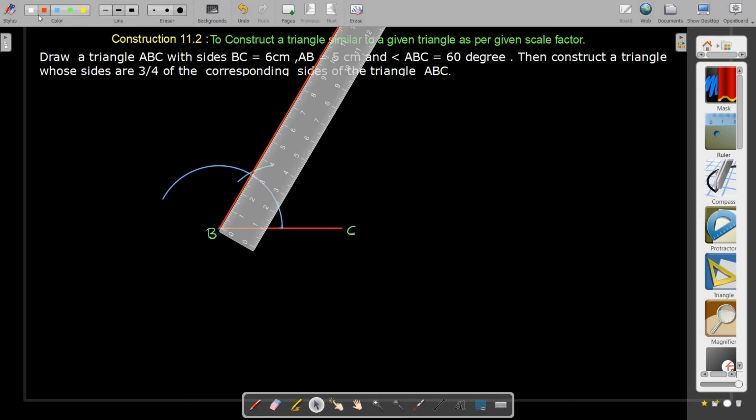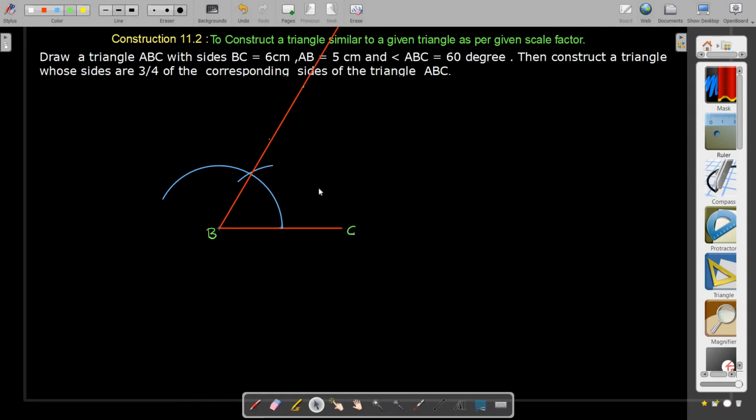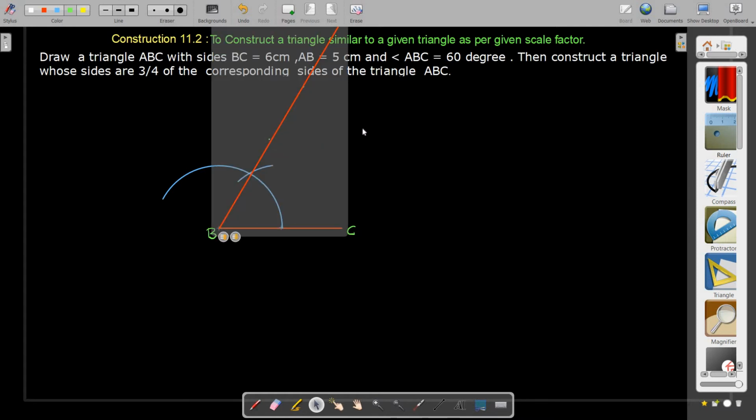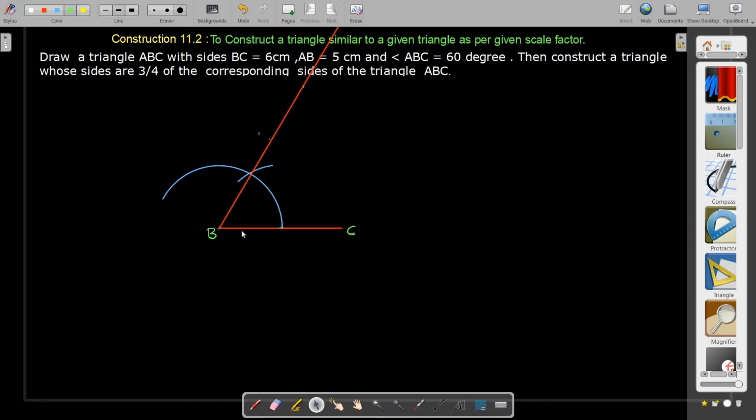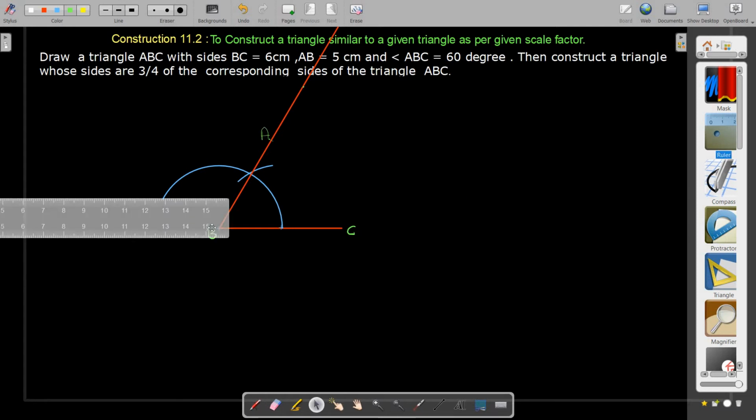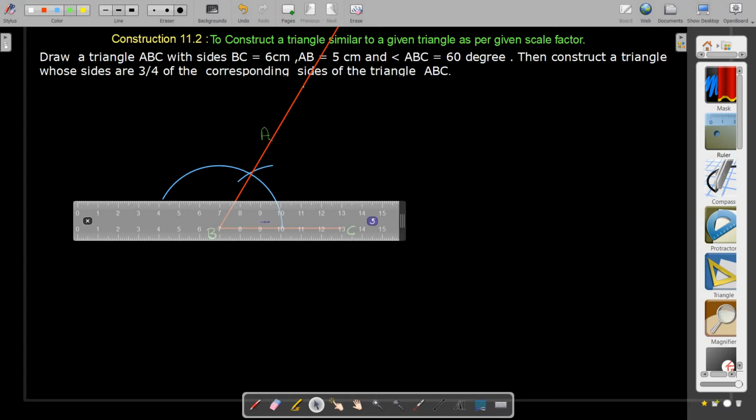Now, since AB is 5 centimeter according to the question, at B I place the scale, and measuring 5 centimeter, I will mark a point. After marking the point, I will label the point as A, and then we will join. This point is A. And we will join AC, and then we will have our given triangle.